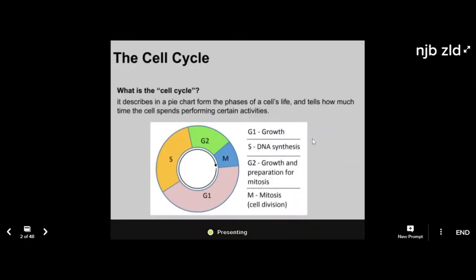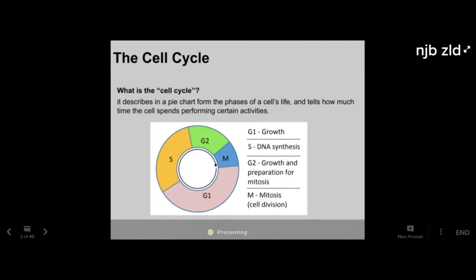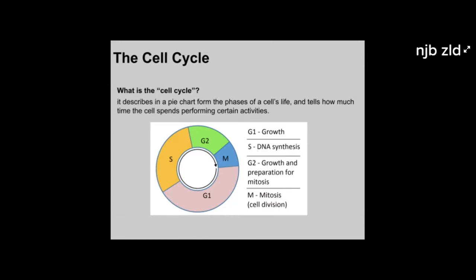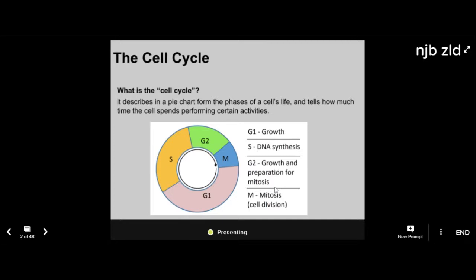So what is a cell cycle? It describes, with a pie chart, the phases of a cell's life and tells how much time cells spend performing certain activities. We're going to do a really good practice today of reading pie charts. Notice there are different stages. There's G1, which is growth. The S phase is the DNA synthesis, where DNA is duplicated. There's G2, growth and preparation for mitosis. And then there's the M, or mitosis phase, where mitosis occurs. And we'll talk about what else occurs.